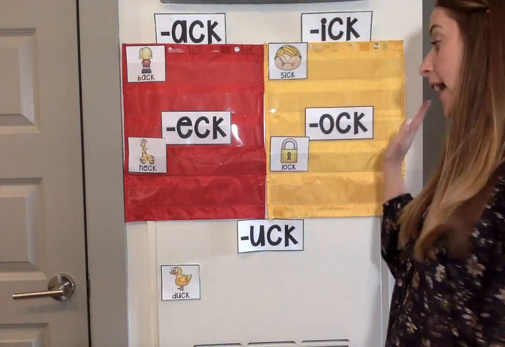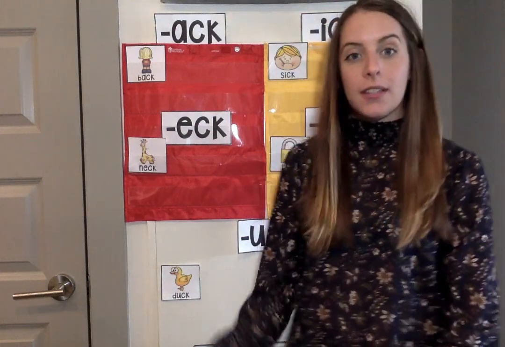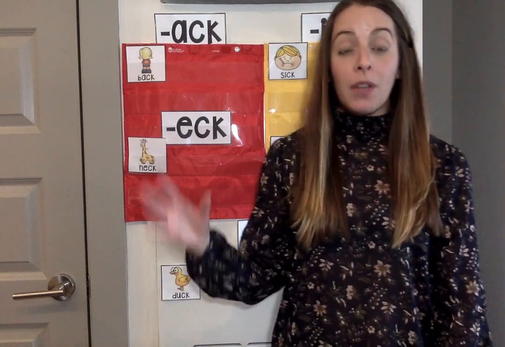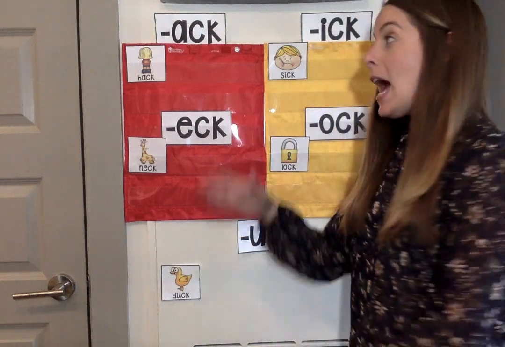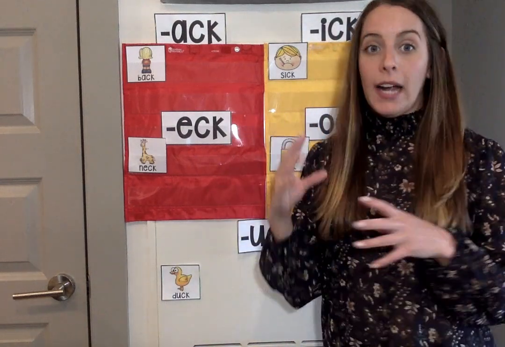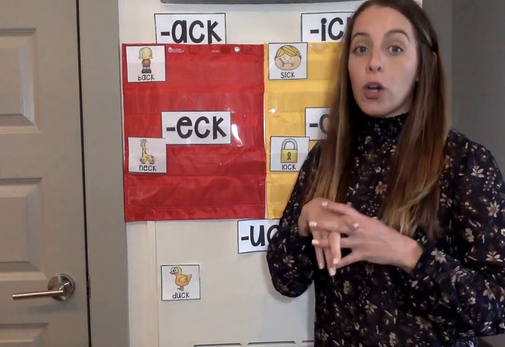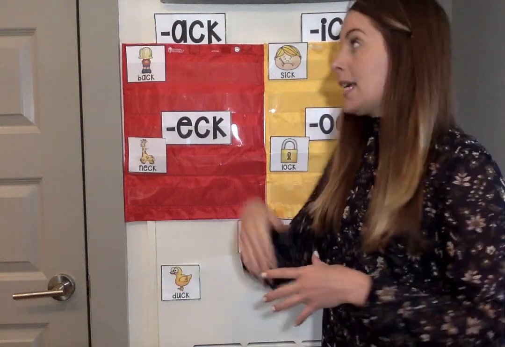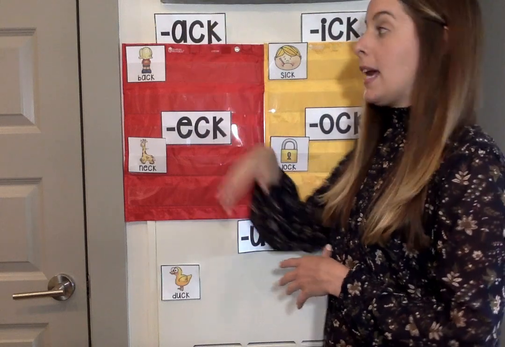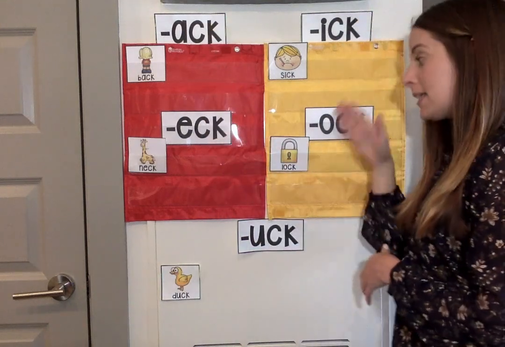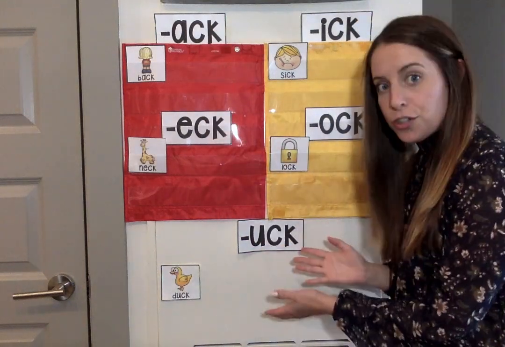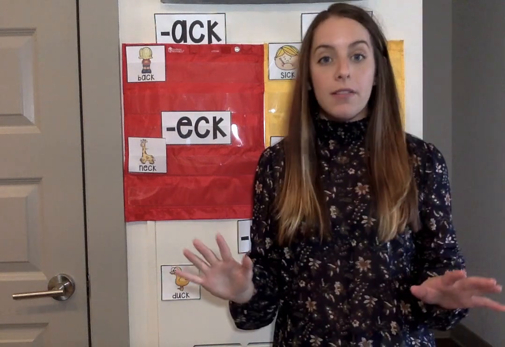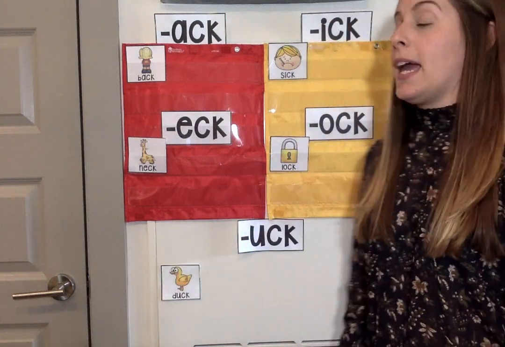If you're taking a look at our poster here today, it looks similar to when we learned our NP endings. And today we're going to take a look at our ending CK. But we're going to break up that ending CK by looking at ACK, ECK, ICK, OCK, and UCK. So we're looking at all of our vowels with that CK ending.